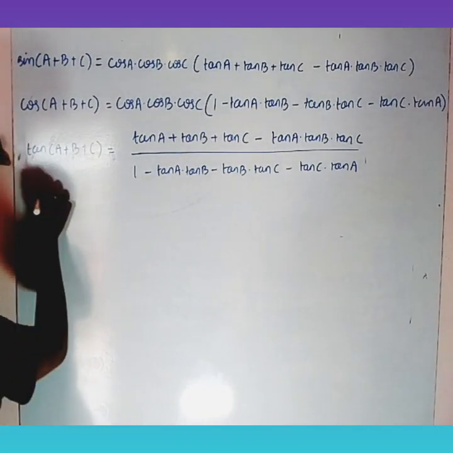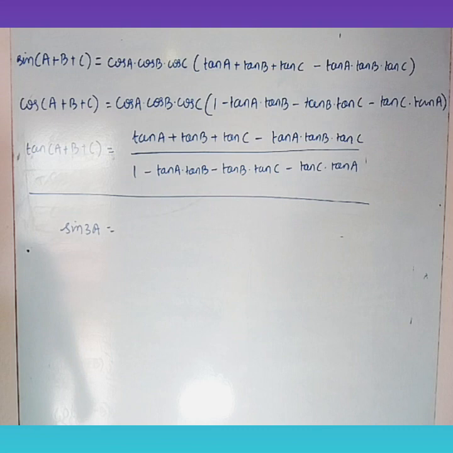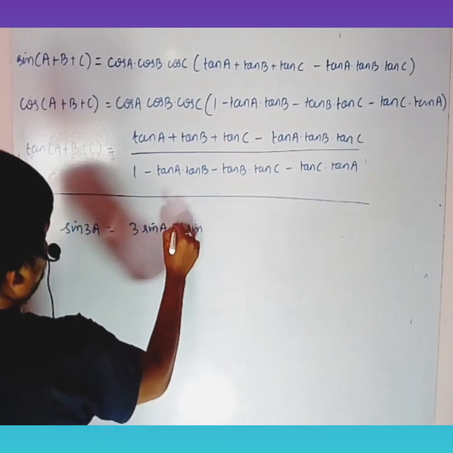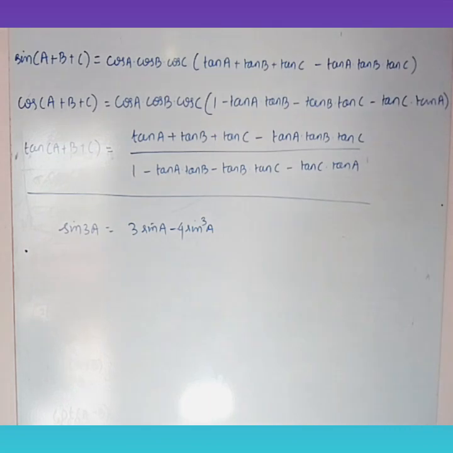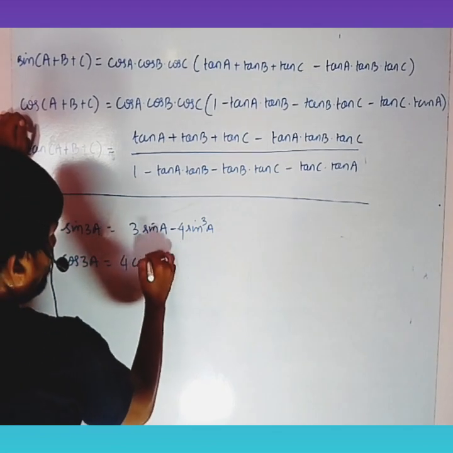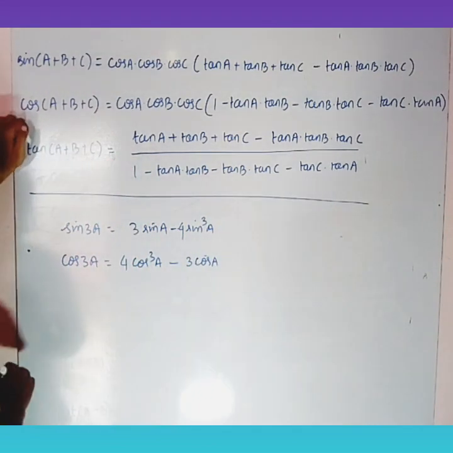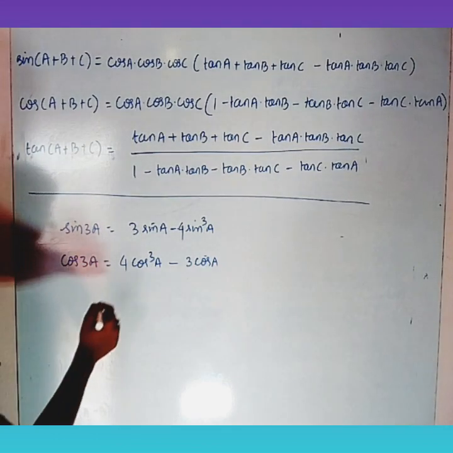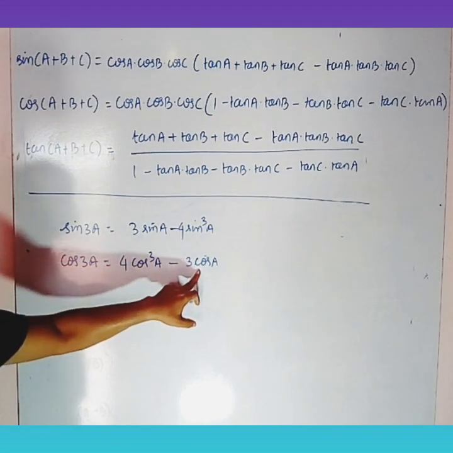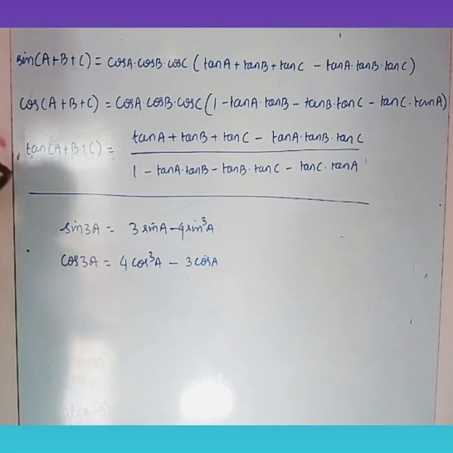So by using this formula we can write sin 3A equal to 3 sin A minus 4 sin cube A. Similarly, cos 3A is 4 cos cube A minus 3 cos A. That is very easy if you remember it in this way: sin 3A, 3 sin A minus 4 sin cube A, and cos 3A, 4 cos cube A minus 3 cos A. If you remember 3-4 for sin 3A and 4-3 for cos 3A, you can remember easily.